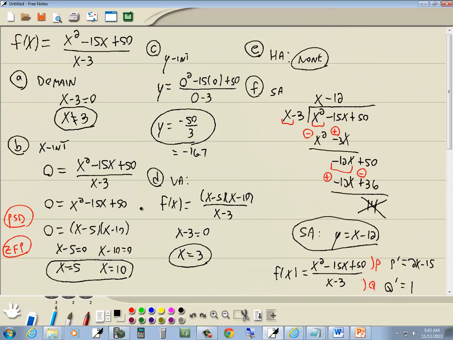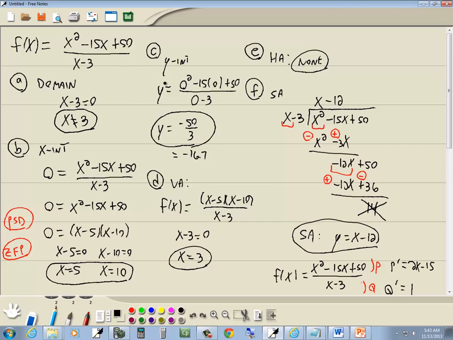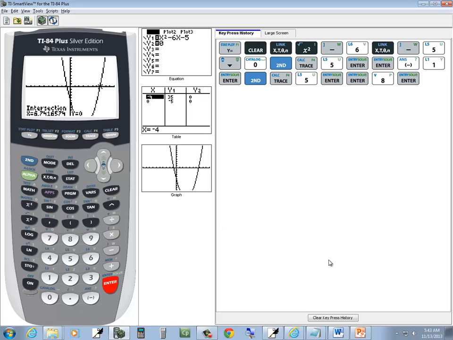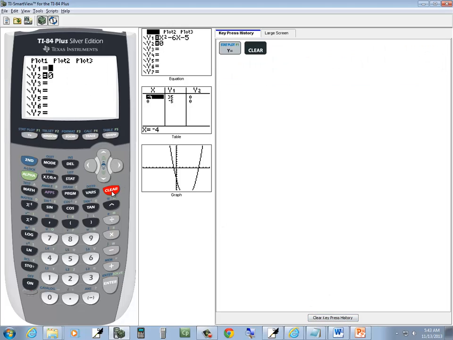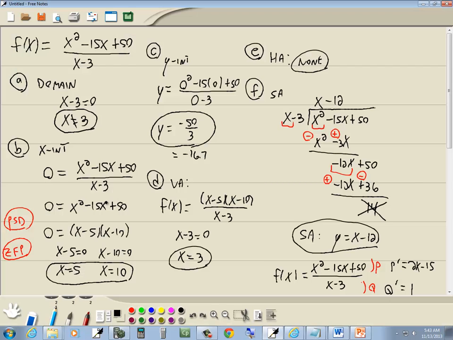Now we want to plug those into our original function. So the easiest way is probably the calculator. So I'll come over here, this is also how we're going to graph it. So I'll press y equals, clear. The key to graphing a rational is put parentheses on top, parentheses on the bottom.